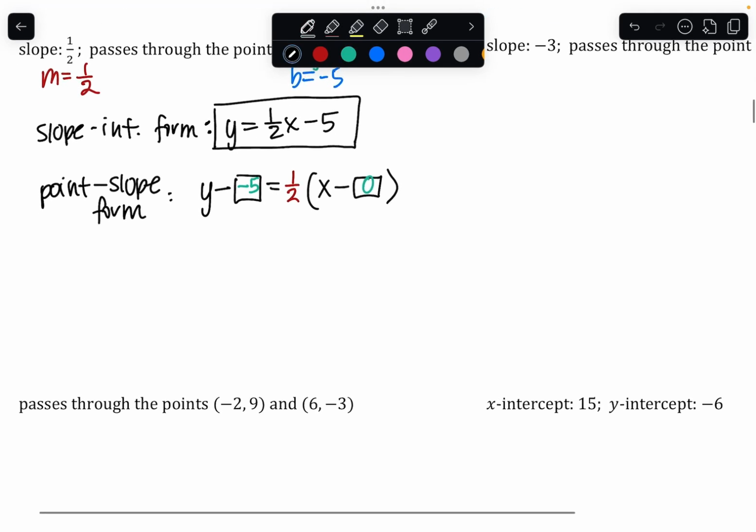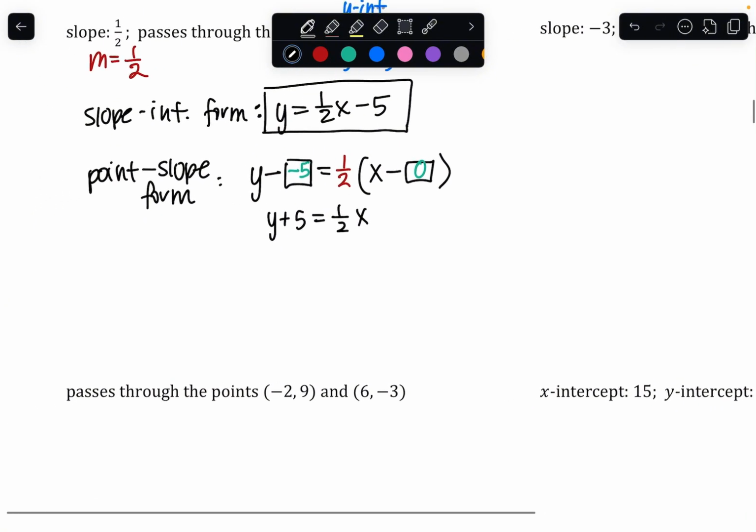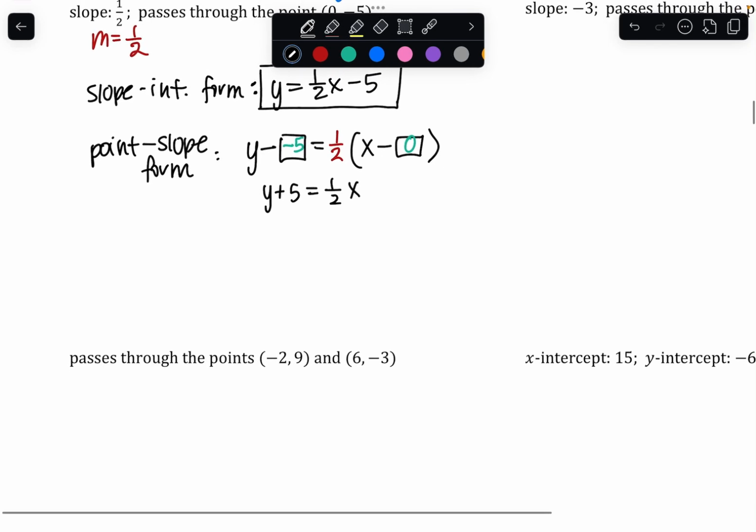And so now all we have to do is simplify this. Minus negative becomes a plus. And minus 0 is just x by itself. And so that's how you would see it written. And then if you wrote the minus 0, it wouldn't be wrong. It's just not fully simplified.